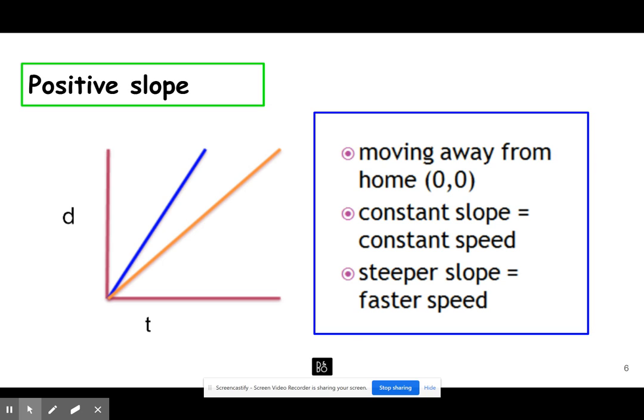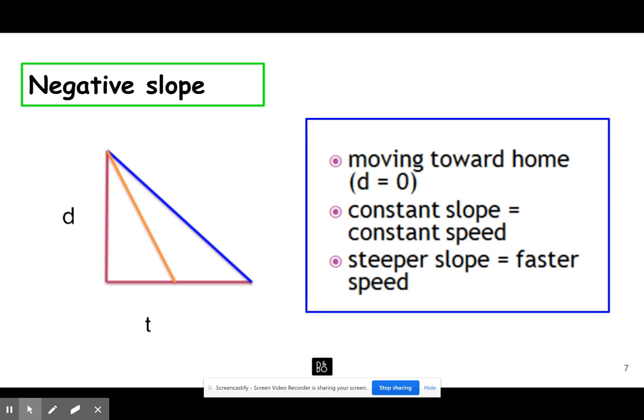We're going to look at different types of slope now. So positive slope is moving away from home. You can think of moving away from that starting point down here, and our home is 0, 0. A constant slope is a constant speed, so we just have a straight line, no curves in it. The steeper the slope, the faster the speed. In this instance, the blue one is going to have a steeper slope because it's a steeper line, so it's going to be a faster speed than our orange line.